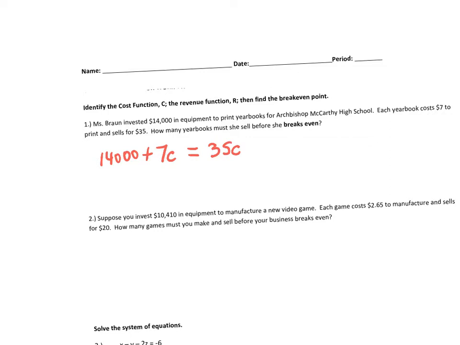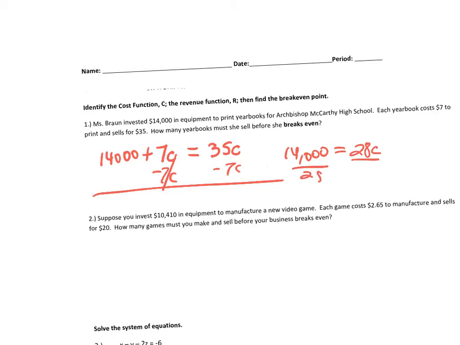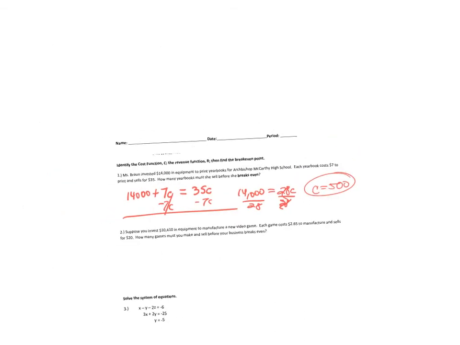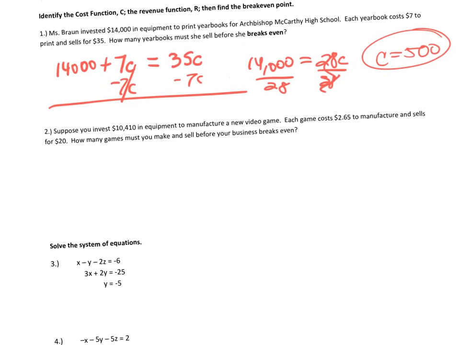So now all you do is solve. You're going to subtract 7 from both sides. What's 35 minus 7? So you have 14,000 equals 28C. Then you do what? Divide by 28. So how many books does she need to make in order to break even? 500. After she sells 500, she starts to do what? Make profit. She starts to make money. Good.